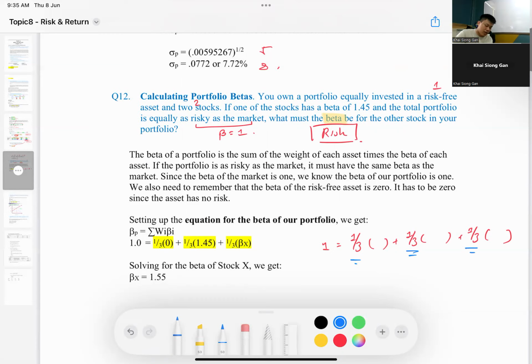Okay, so risk-free asset, how much is the risk? How much is the beta? No risk because it's risk-free already. So 0. Okay, and then one stock, the risk is 1.45. The other one I do not know, so I put it as X. So now I want to calculate X. This X is my beta, which is 1.55. So this is the beta of the stock X. Okay.